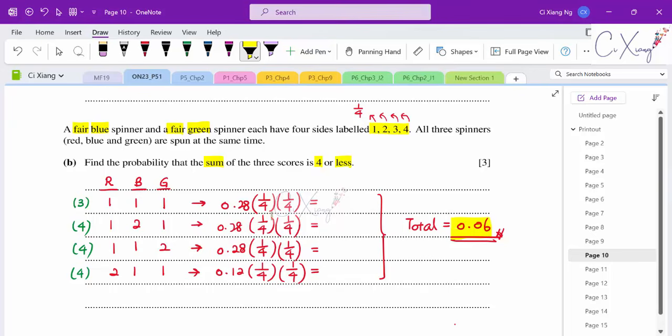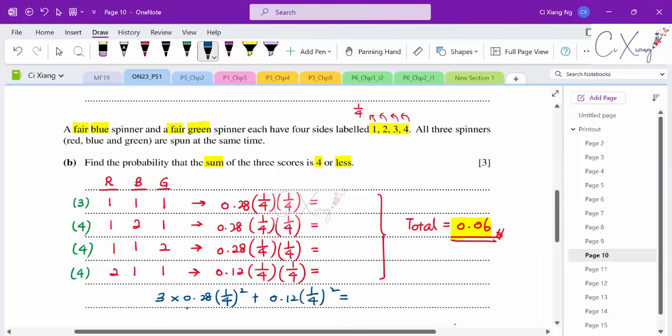So if you want to make your steps shorter, then basically you can write something like this. You have 3 times 0.28 times (1/4)^2, then plus 1 times 0.12 times (1/4)^2. But of course, if you write it out straight away like this, you won't see the details of the cases. So for me, when you want to find the probability, there are some questions where we can try to list out the cases so that you can see all the possible cases in a clearer way. Alright, so let's continue to part C.